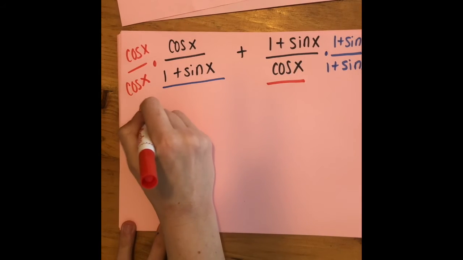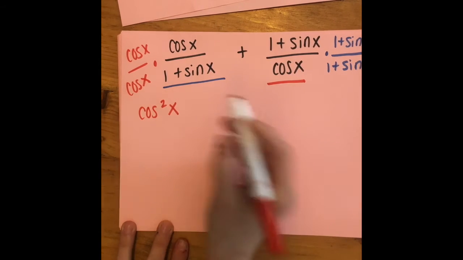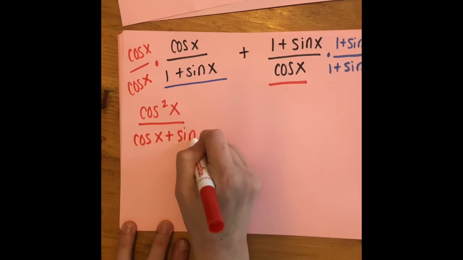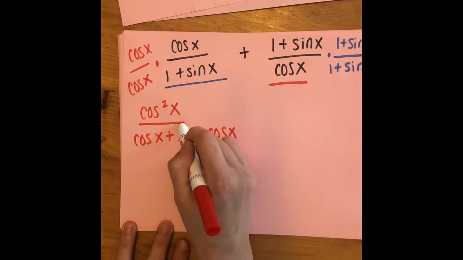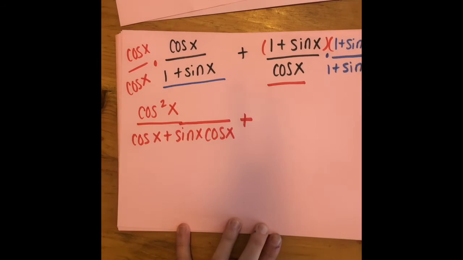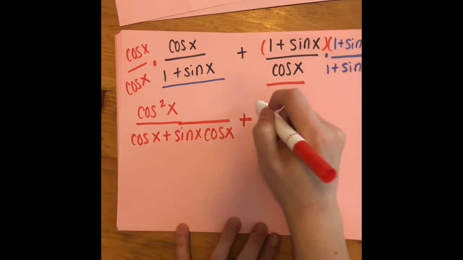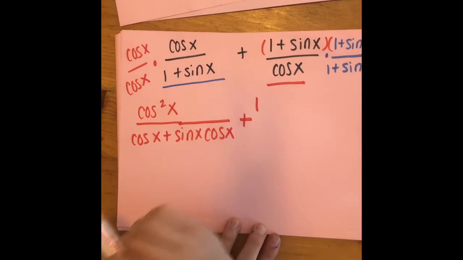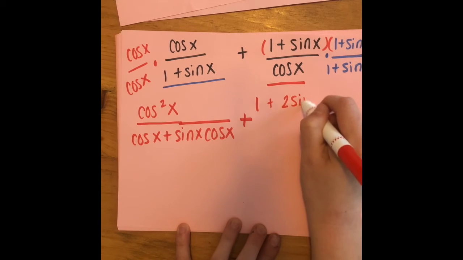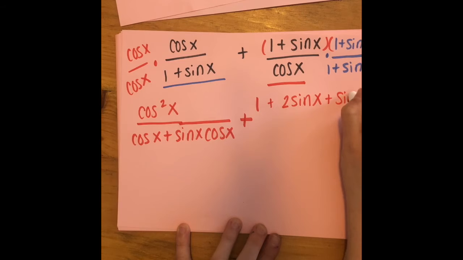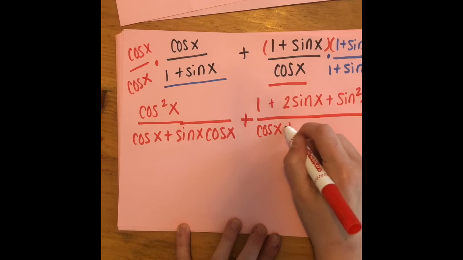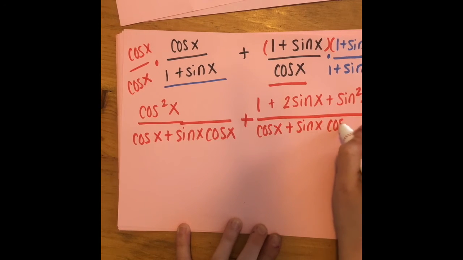Well, that gives us cosine squared x over cosine x plus sine x cosine x plus, we have to use the distributive property. 1 times 1 is 1. 1 times sine x is sine x. Sine x times 1 is sine x, so I get 2 sine x plus sine squared x all over cosine x plus sine x cosine x.